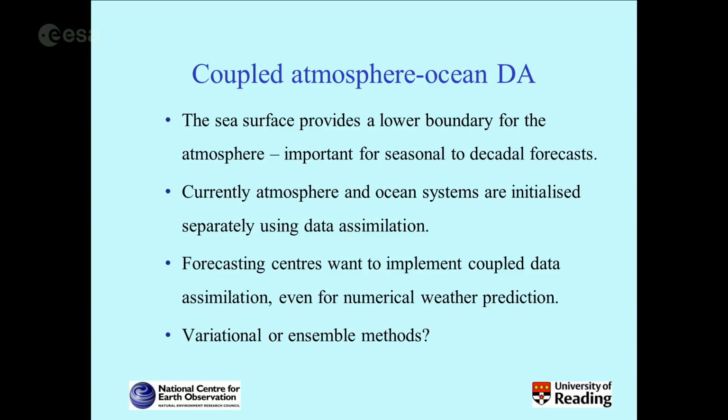And the advantage of ensemble methods, as we said yesterday, is that we don't need an adjoint. We can just put our coupled model into the ensemble Kalman filter, for example, and get an analysis. Okay, simple. So what's the problem there? Well, you need to think then about localization. And what does it mean to have different localization scales in the atmosphere and the ocean, and how do you deal with this? So whichever way we go, there are still lots of questions.